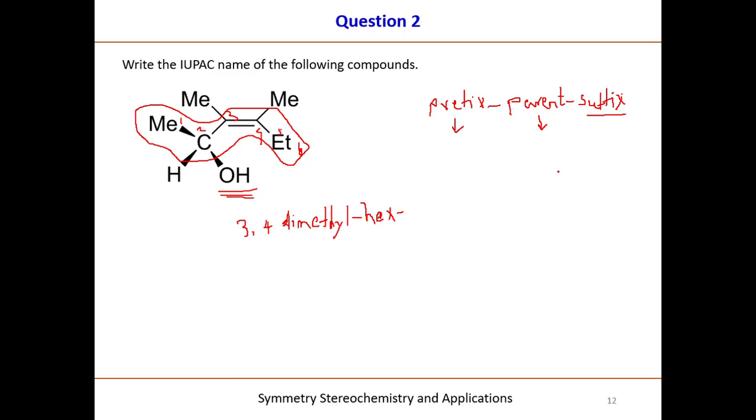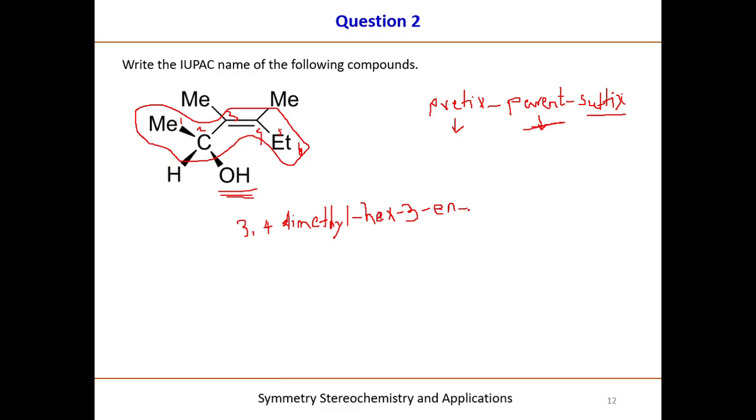Now we will write here the parent chain name, right? So here we have the parent chain name hex, because 6 carbon atoms are present. Now is there any double bond or triple bond present in the longest linear chain or not? We have to check that. So here you can see that we have a double bond present in the longest linear carbon chain, and it's present at the third position. It's from the alkene class, that's why we will write here 3-ene, because we have a double bond present. 3-ene, correct?